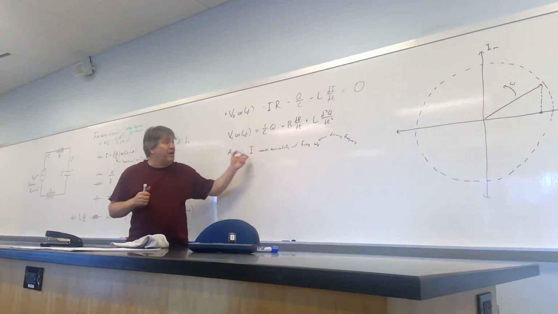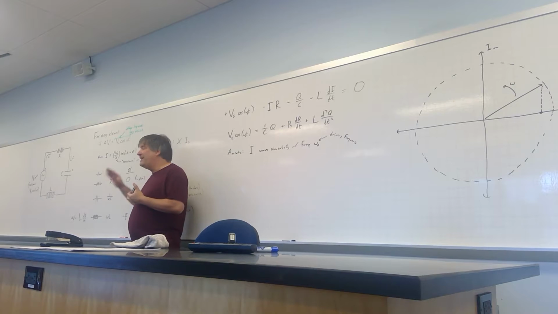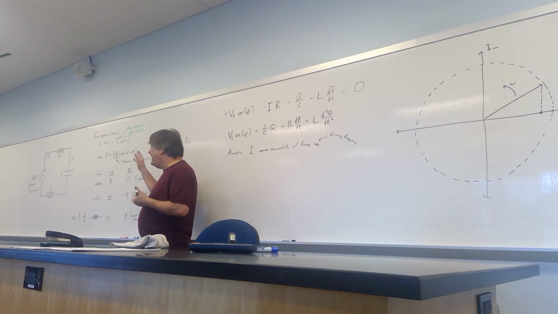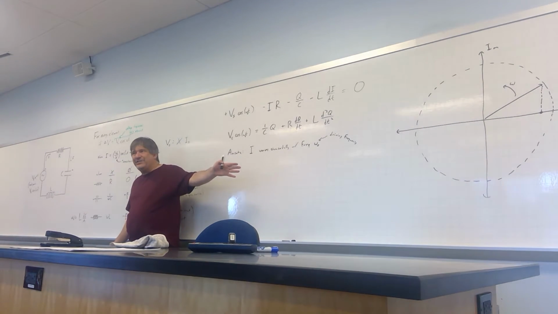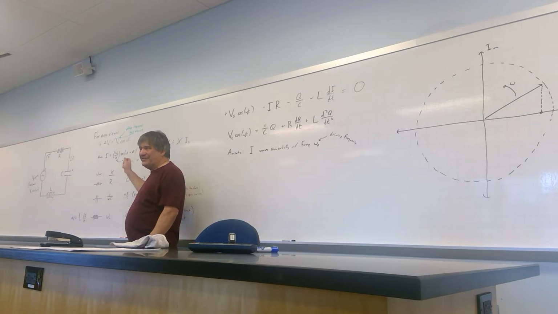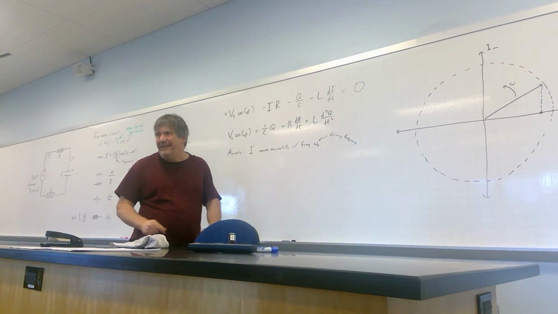So what I'm going to do is start from my ansatz. I'm going to say the one thing that all of those elements have in common is the same current function. I don't yet know its amplitude, but I'm going to start by drawing my current phasor, and I'm going to try to work backwards and figure out what all the voltages have to be.